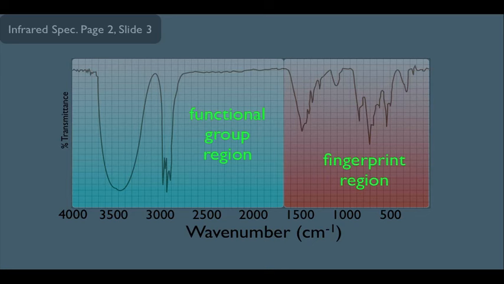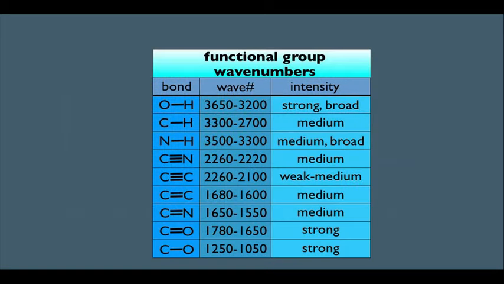Now remember here, the whole basis of the IR machine, again, is that certain functional groups correspond to certain absorption bands at given wave numbers. And thankfully, the scientists got together and figured out the wave number for all possible functional groups in organic chemistry. Notice this chart here. It's the functional group wave numbers. Let me show you how this chart is read.